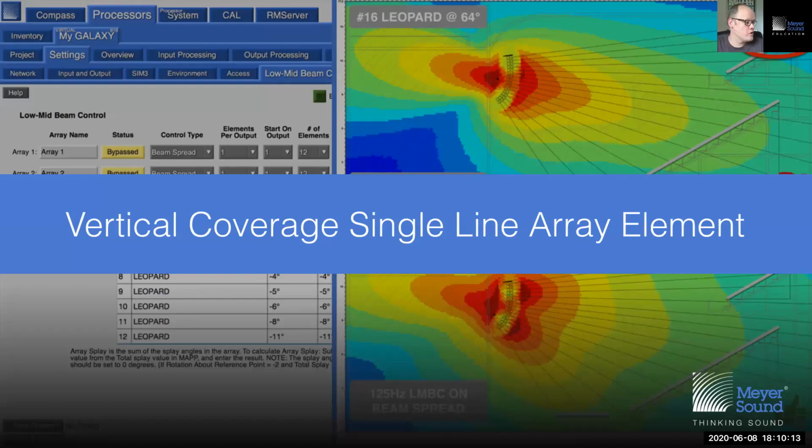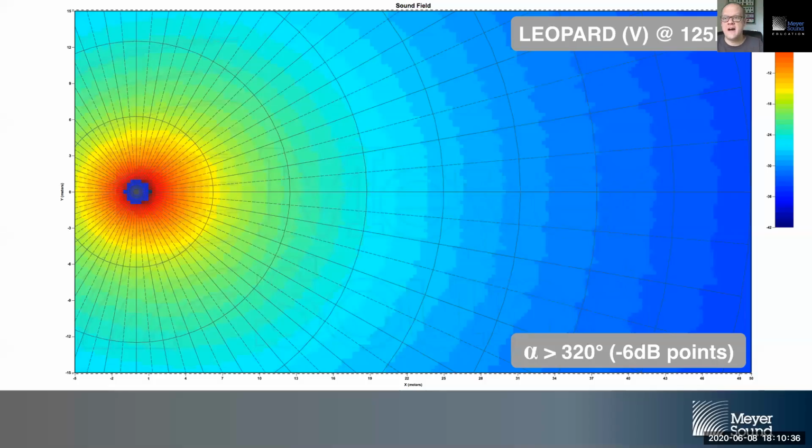And for those that have watched the other webinars by now, you hopefully understand what we mean by section view. We're going to look at a cross section, which means that we have a single element living in our prediction plane. And we're going to look at several frequencies and see how the vertical coverage angle of a single element changes over frequency. So the first frequency that we will look at is 125 hertz.